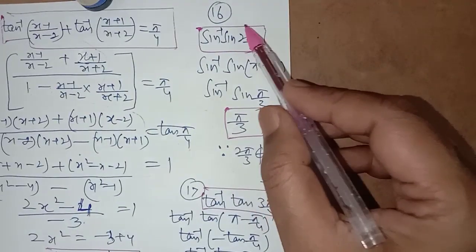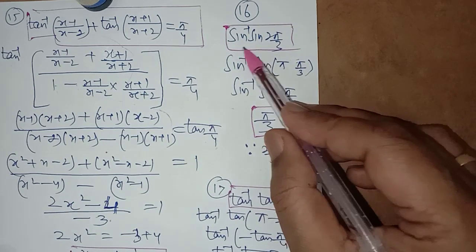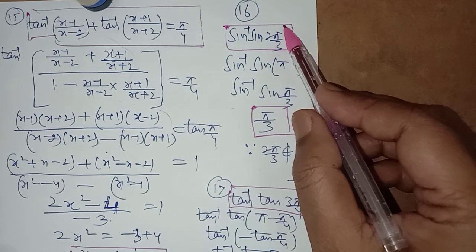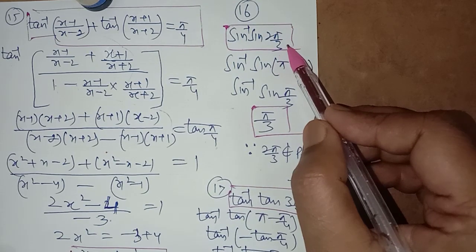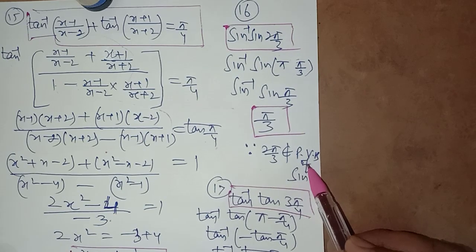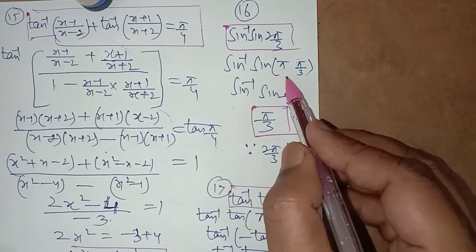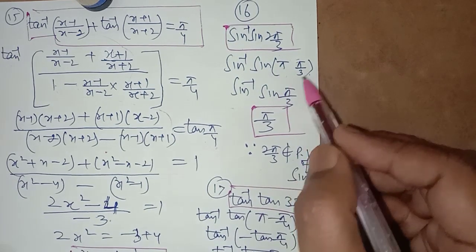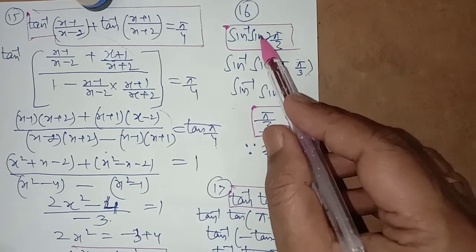Now in question number 16, you have to find sine inverse sine 2 pi by 3. Now we know that the formula is sine inverse sine x is equal to x, and x should be in its principal value, principal domain. But this 2 pi by 3 is not lying in its principal value, because the principal value of sine inverse is from minus 90 to 90. So this 2 pi by 3 is 120, which is not lying in its principal solution.